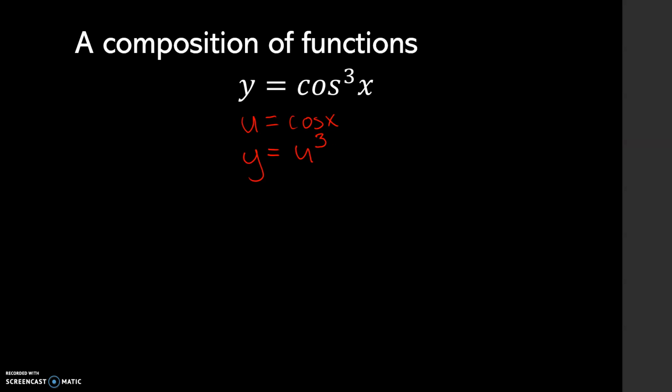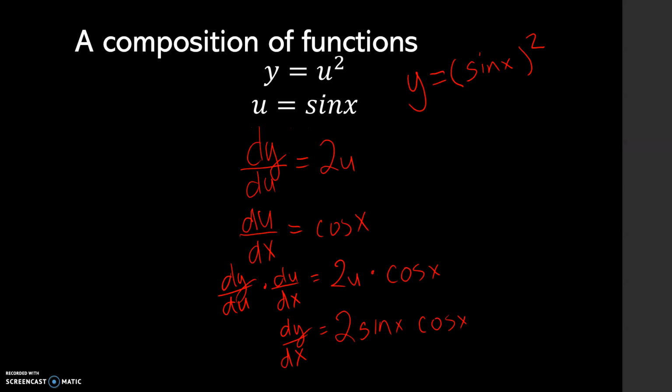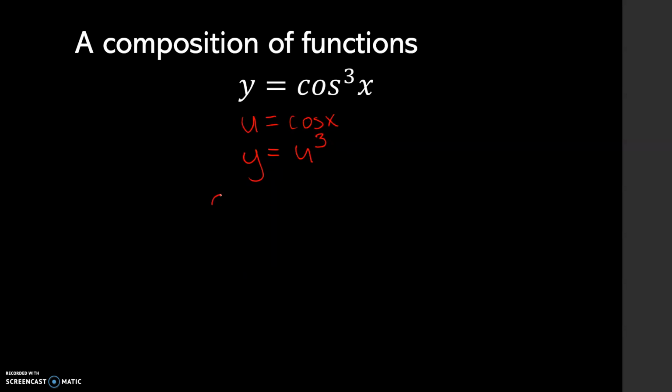Eventually we're not going to have to write all of this, but we need to get the basics first. So what am I going to do now? Eventually I want dy dx, which is the derivative of cosine cubed x. For now I'm going to do that in pieces. I'm going to write du dx, so what's the derivative of cosine of x? That's negative sine of x. I'm running out of room, so I'm going to write this actually off to the right. Dy du is going to be 3u squared.